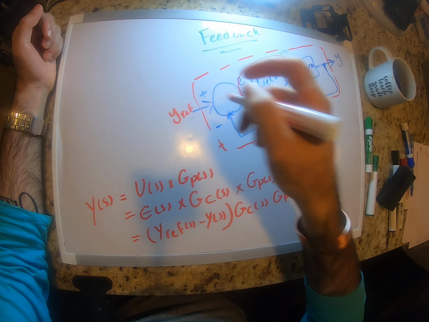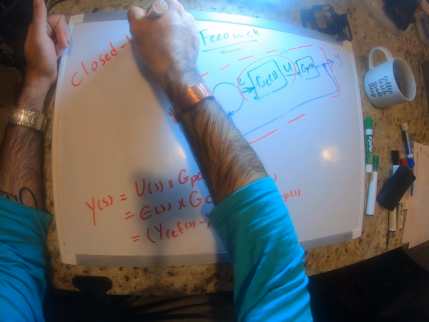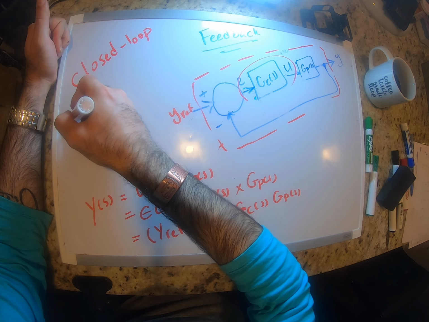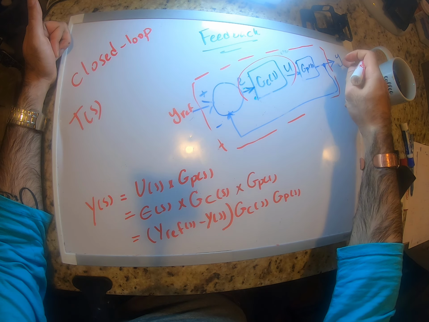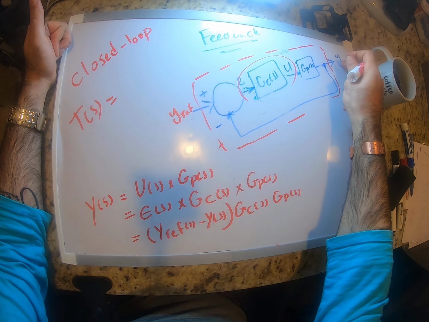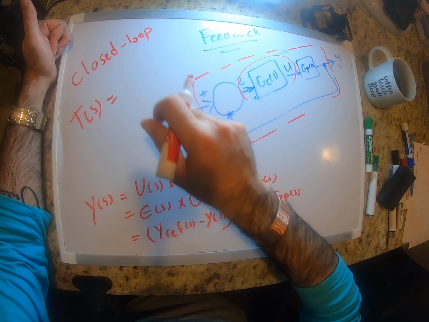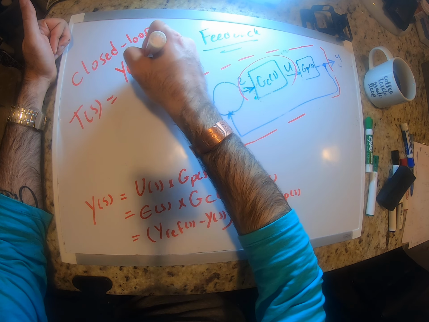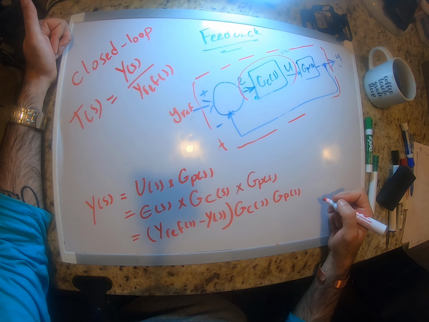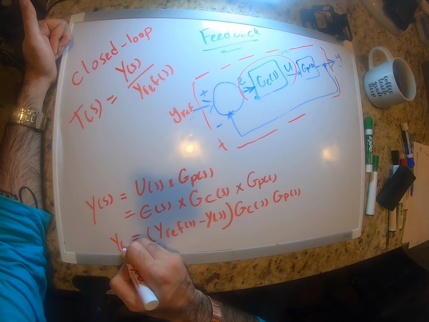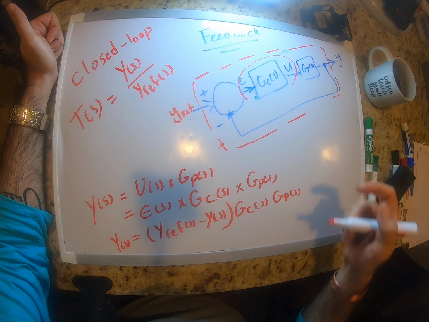the closed loop transfer function that we want to find, let's call it T of S. It's something that relates the output to our input. Our output is Y, our input is Y ref. So it's going to be Y of S divided by Y ref of S. Okay, so I actually have a relationship between Y and Y ref. I just need to simplify this.